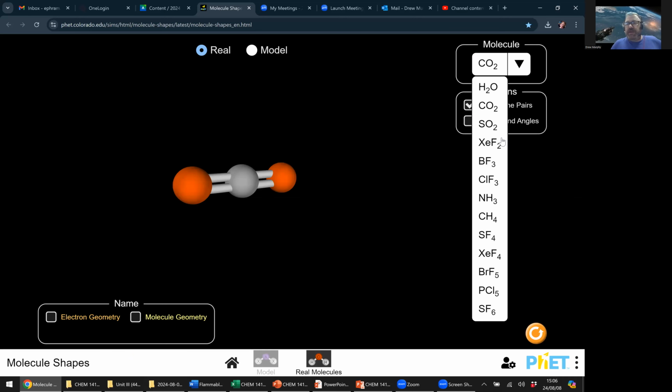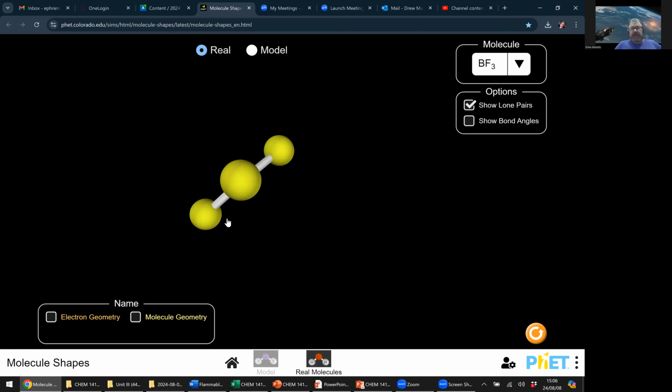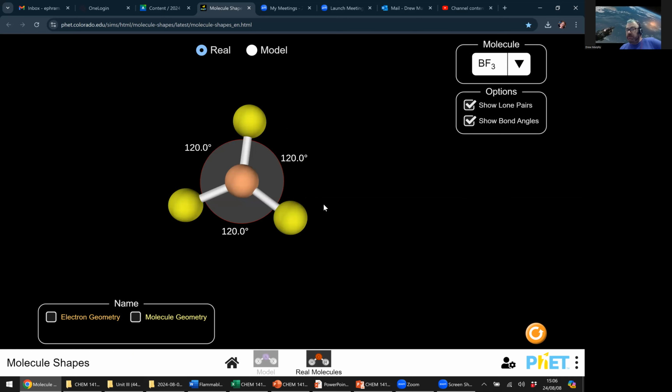Oh, and BF3. So there we go, BF3. Trigonal planar. This looks nice. If you get it in the right way, you can see everything is in the same plane. We can show our bond angles. All these bond angles are 120 degrees. Again, trigonal planar geometry, trigonal planar shape.